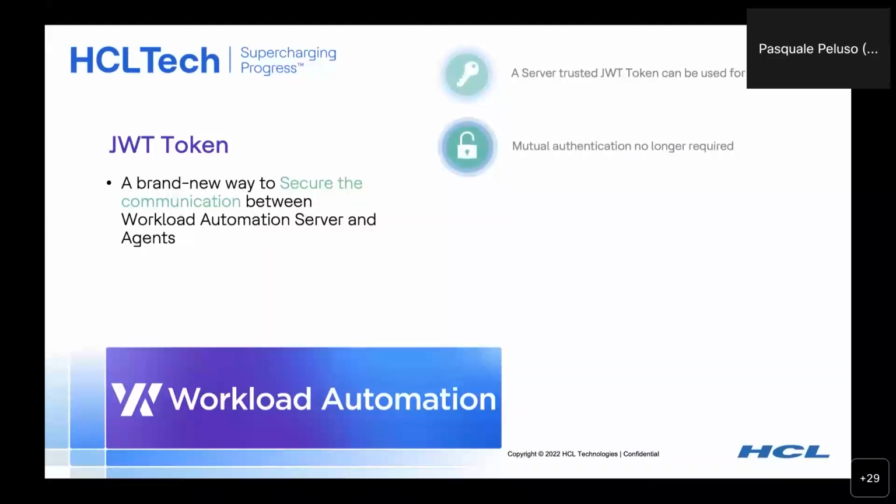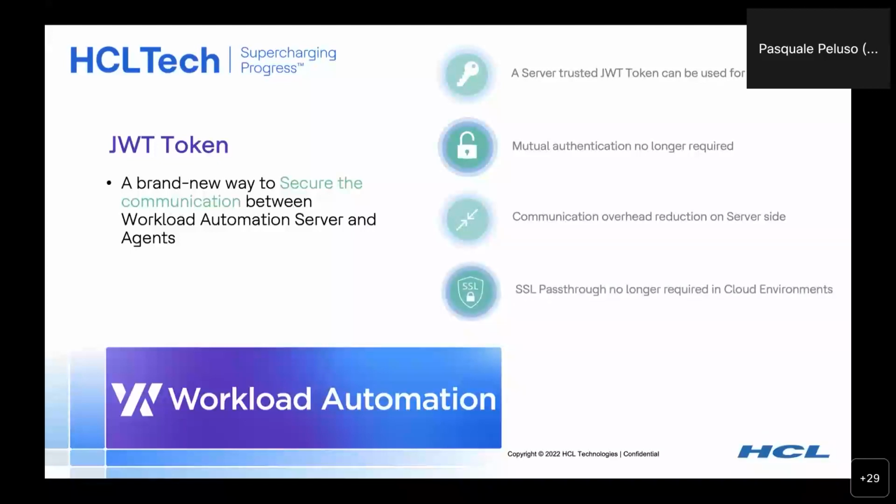This lets us avoid needing a mutual authentication anymore, just like happens with the certificates, where the master should authenticate the certificates of the agents. The agent should do the same when there is a communication among them. That is no longer required because, as we will see later, the server will create a JWT token and send it to the agent, so that token is already trusted by the server, so the communication will be much more efficient. And this will, of course, reduce the overhead on the server side of the communication.